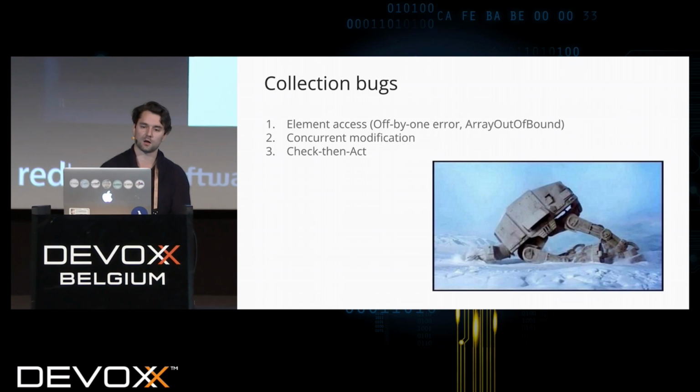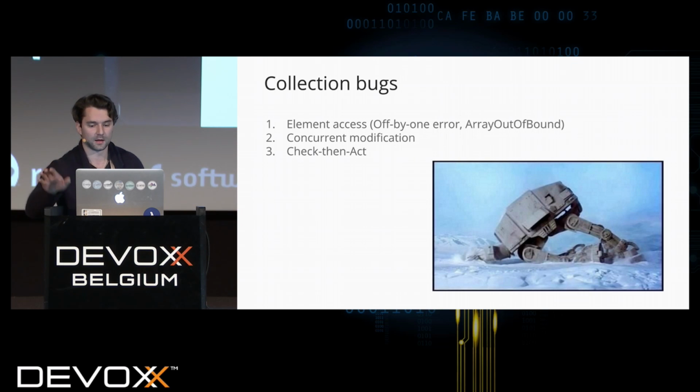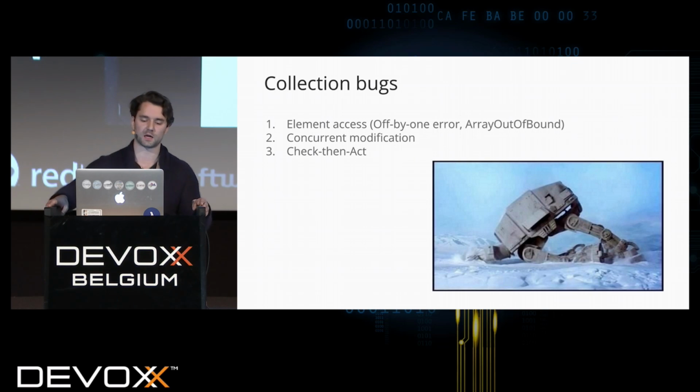So what we're going to kick off is to review a few of our favorite bugs with collections. And the first one, obviously, the overbound error, or the array out of bound. And this is what happened to this little poor machine here. Had a little out of bound exception. Or maybe drank a little bit too much Belgian beer. Who knows? But everyone's familiar with this bug. So what we're going to talk about here is two bugs that are maybe a little bit less common. The first one is the concurrent modification, and then the check-then-act pattern.